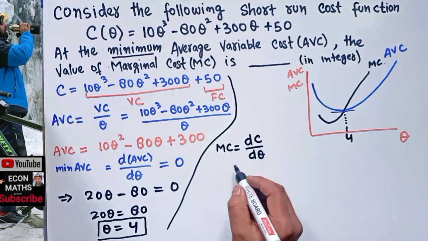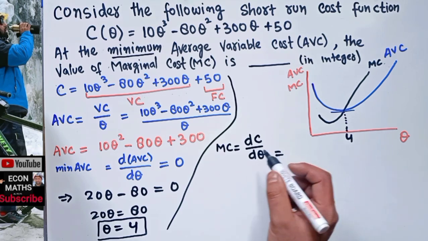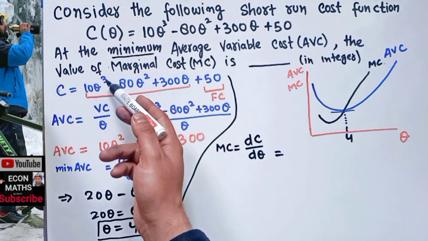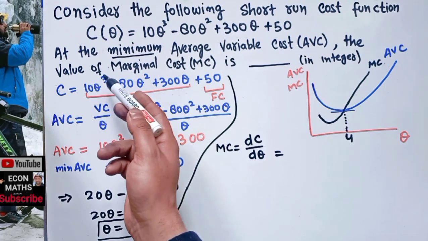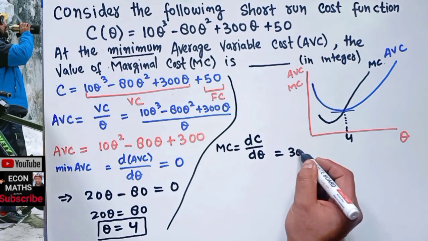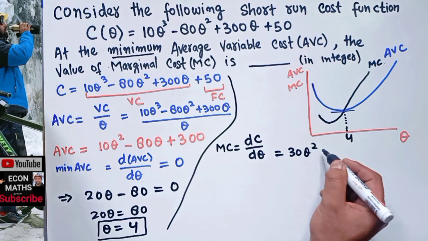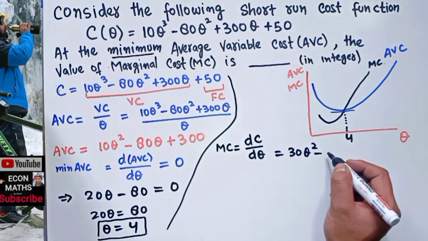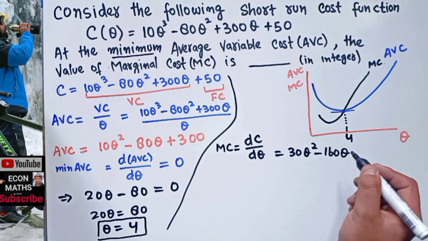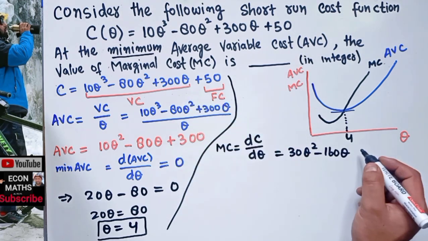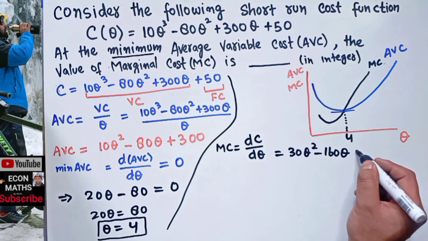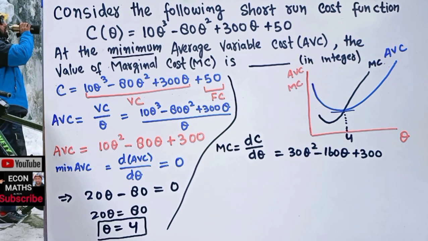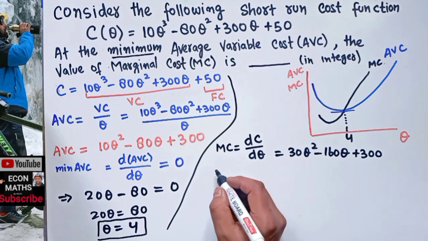This is our total cost function. Its derivative: the derivative of q cube is 3q square, so 3 into 10 is 30q square, minus, the derivative of q square is 2q, so 2 eights are 16, 160q. The derivative of q in 300q is 1, so we will be left with 300, and the derivative of a constant is obviously 0. This is our marginal cost.